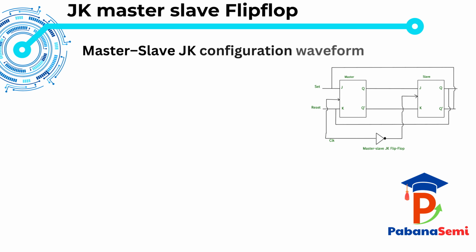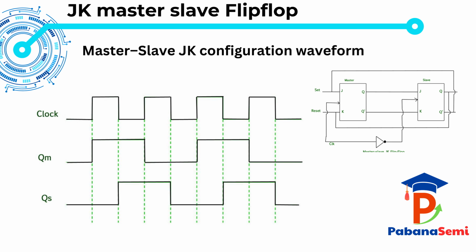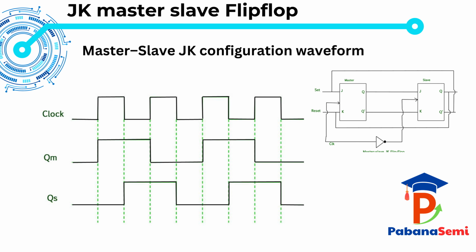In the JK master-slave flip-flop waveform, at the top is the clock, below that is QM, the master output. At the bottom is QS, the slave output, which is the final output Q. When the clock is high, the master latch is active. During this time, QM can change depending on the J and K inputs. However, the slave latch is closed, so the final output Q does not change yet.